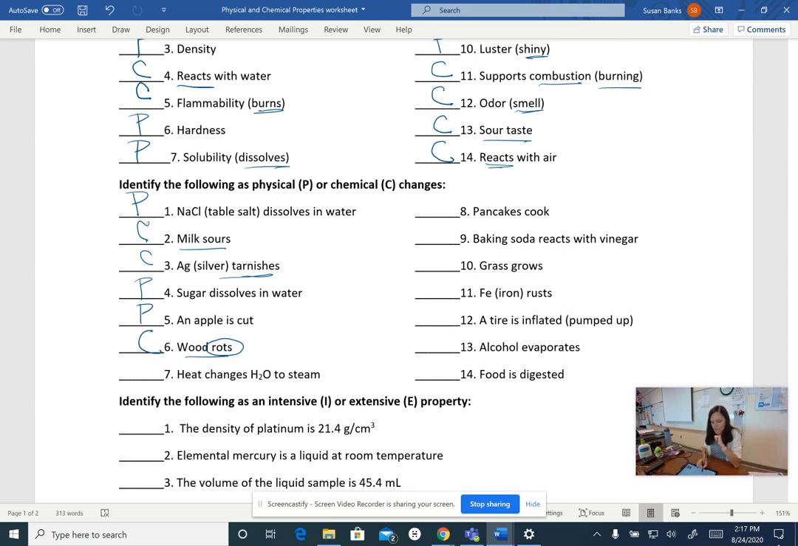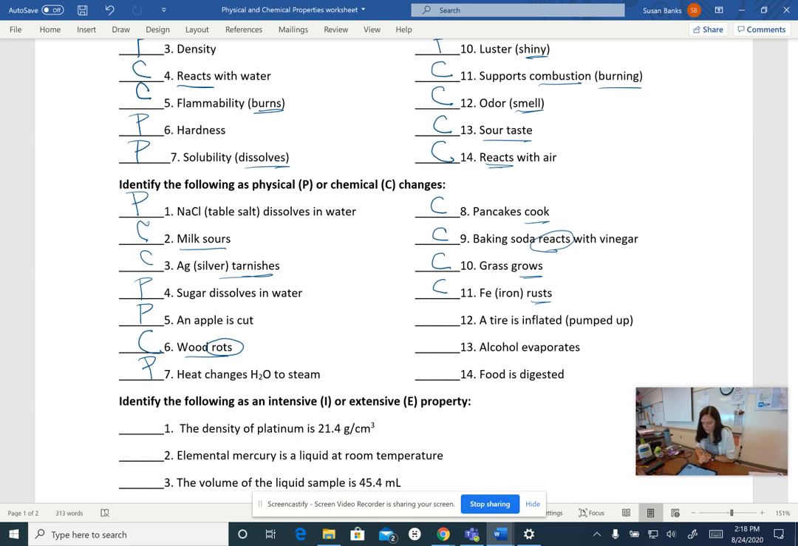Heat changes water to steam. We're just changing phase. So that is a physical change. Pancakes cook. Do I chemically change what's going on with the pancakes when I go from batter to an actual pancake? You betcha. That's a chemical change. Baking soda reacts, there's that verb again, with vinegar. That is definitely chemical. Grass grows. Now think about what it takes for grass to actually grow. That means we've got to have cells dividing, we've got to have cells creating other cells. That is all a very chemical process. Okay, iron rust. Rusting is reacting with the oxygen in the air, so that is definitely a chemical process.